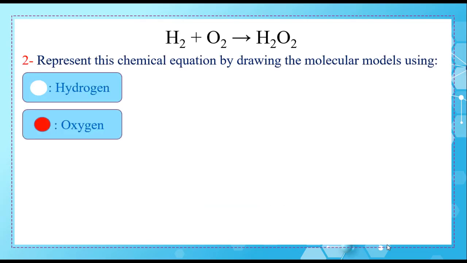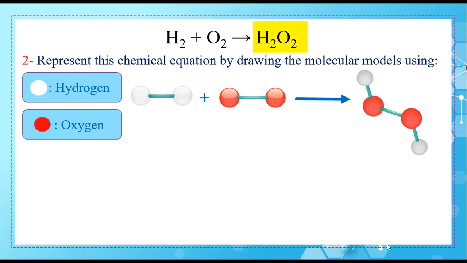Question number 2. Represent this chemical equation by drawing the molecular models using the white ball for the hydrogen atom and the red one for the oxygen atom. H2 means 2 hydrogen atoms plus O2, which means 2 oxygen atoms, produce H2O2, 2 hydrogen atoms and 2 oxygen atoms.